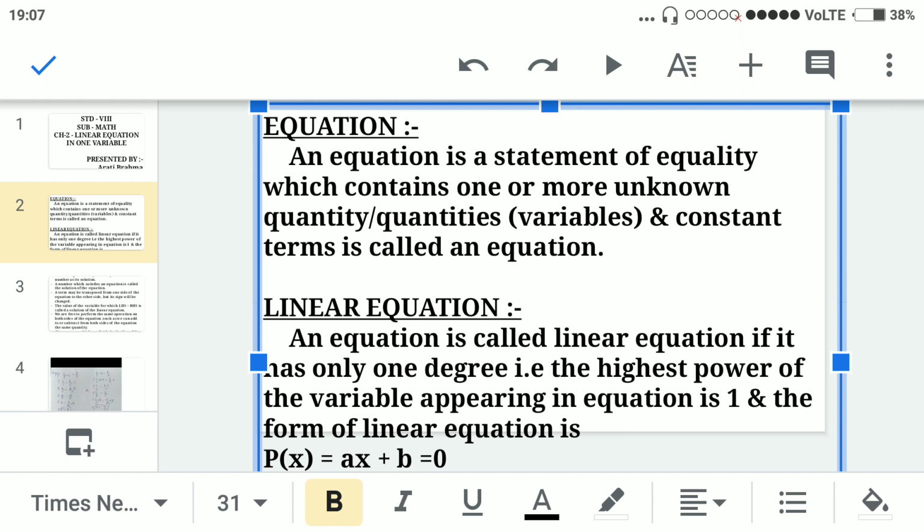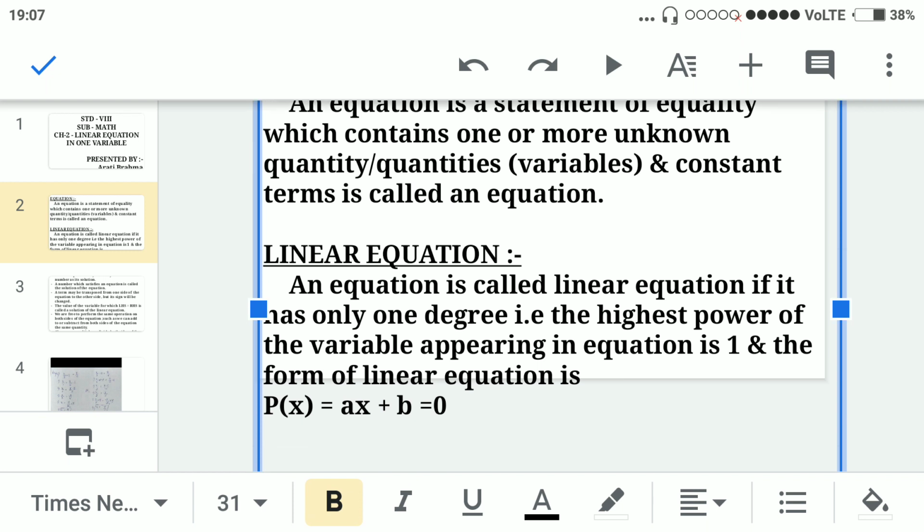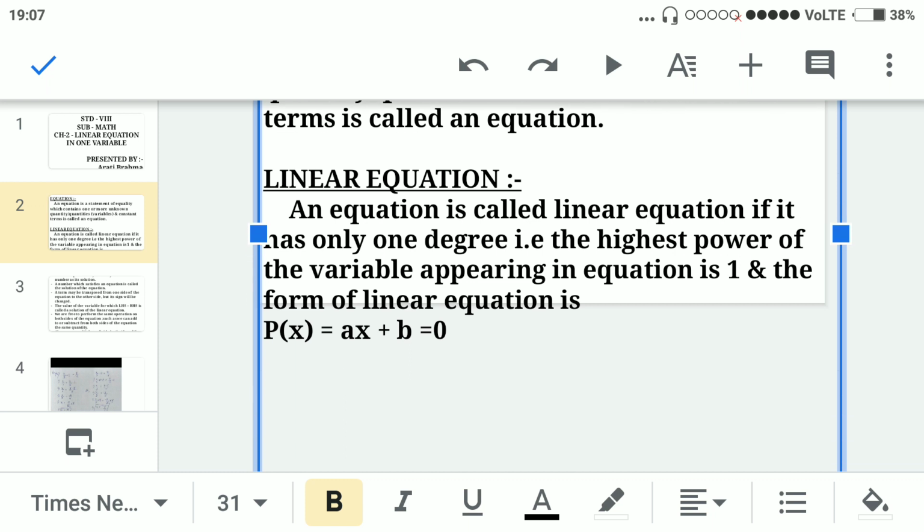So, when it comes to an equation, it has some parts: one is the degree, another is the exponent. Exponent and degree are the same thing. Here the degree must be 1. In ax plus b, above x there is nothing written, which means 1 is there. That's why the maximum value must be 1 there. That is known as a linear equation.